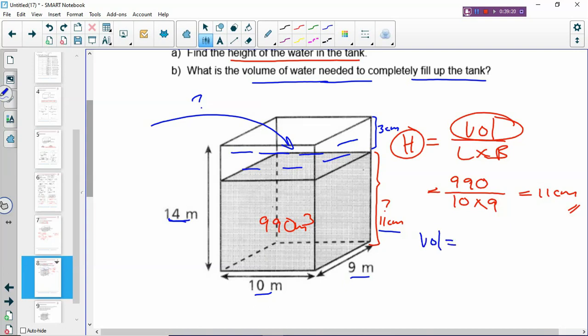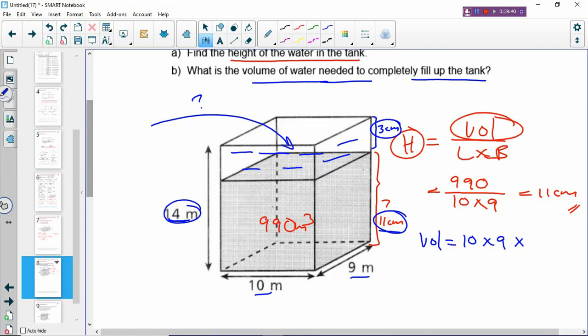So what is your length times breadth? Which is 10 times 9. And what is the height? Now remember, you can see there are a few heights here. There's a height of the container. There's also the height of the water already inside. And there's also the height of how much more water you can pour in. So which height are you going to use?